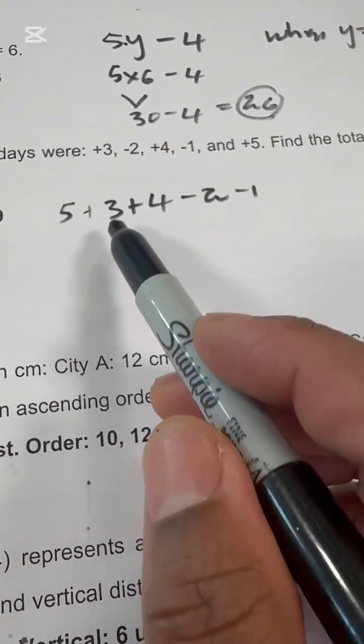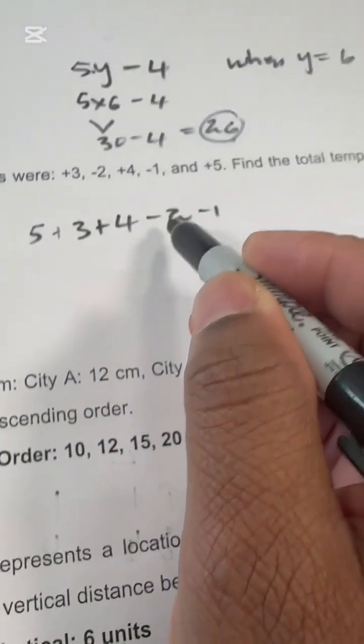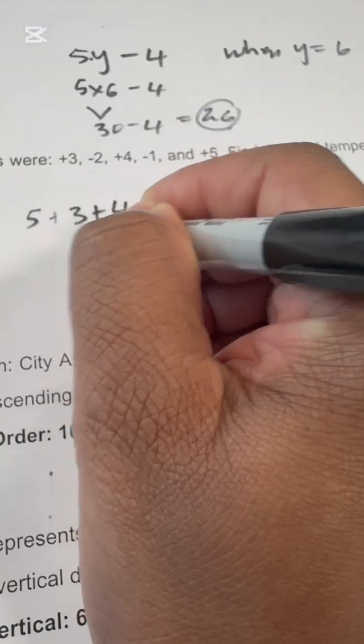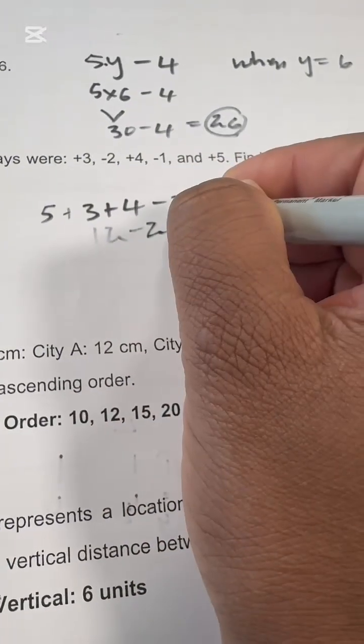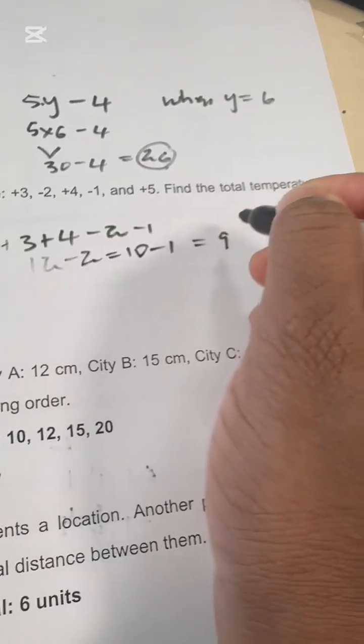All the positive numbers would give us 8 plus 4, 12. 12 minus 2 is 10. So you'll have 12 minus 2 is 10. 10 minus 1 gives us the 9. And that would be the total. There it is.